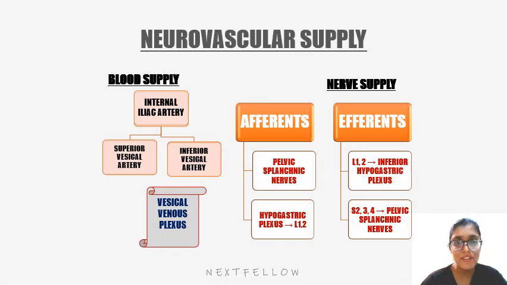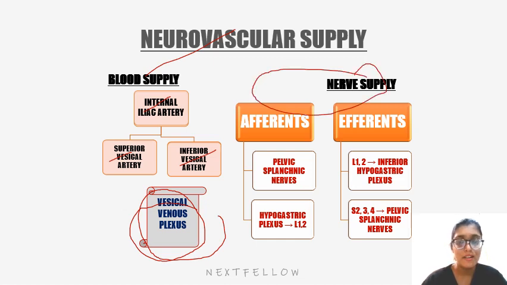So coming to the neurovascular supply, the bladder is supplied by the internal iliac artery, which gives the superior vesical artery and the inferior vesical artery. It is drained by the vesical venous plexus. Coming to the nerve supply of the bladder, it consists of the hypogastric plexus L1 and L2, the inferior hypogastric plexus, and S2, S3, S4, the pelvic splanchnic nerves.